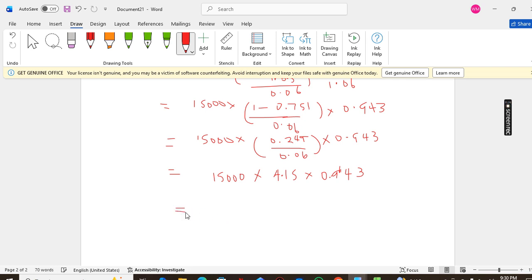Then we now multiply 15,000 times 4.15 multiplied by 0.943. Okay, that gives us 58,701 kwacha 75 ngwe. Okay, this is the lump sum that you should be willing to accept, the least lump sum.